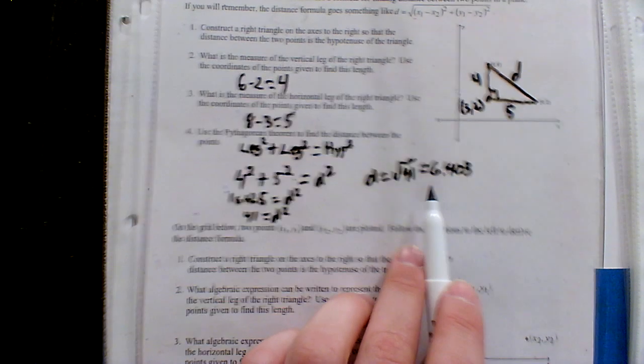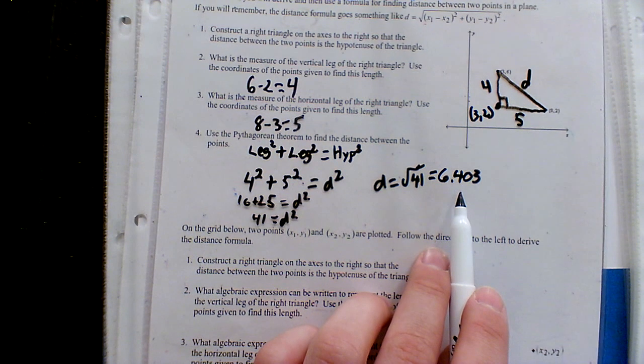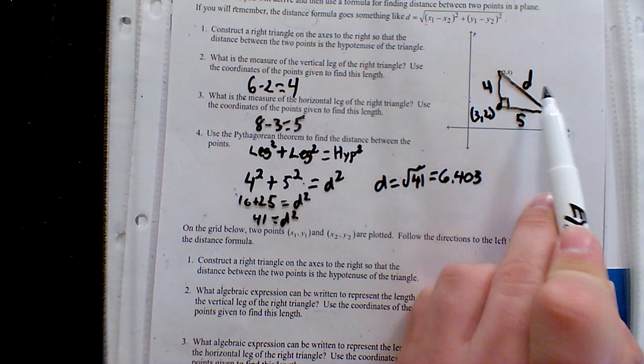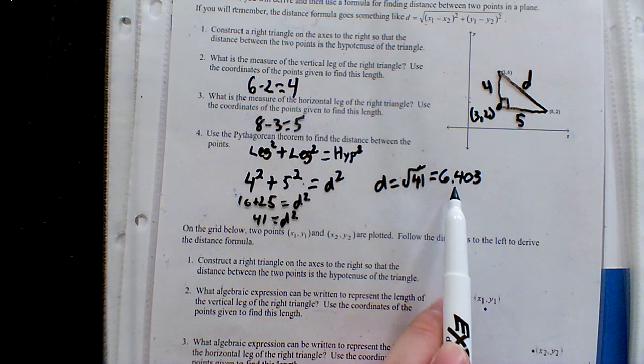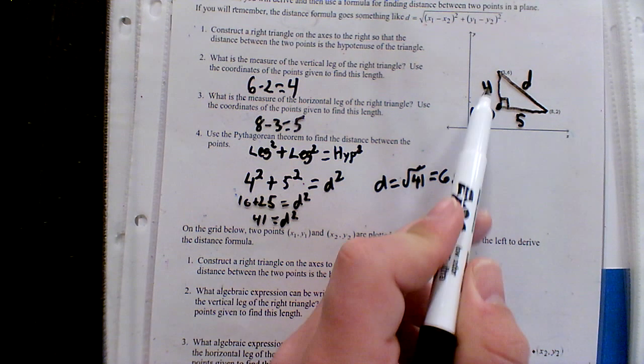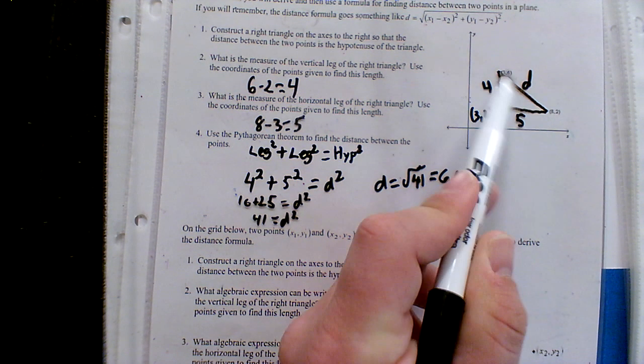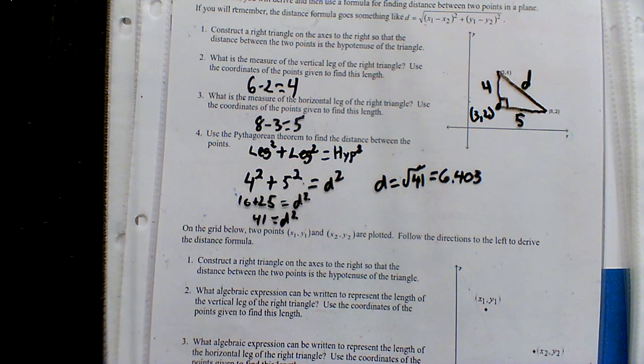So before we just go on to the next problem, does this answer make sense? What we're saying is d, the distance here, is 6.4. Does that make sense with this being 4, this being 5, that this side would be larger than those two? Yeah, our hypotenuse of the triangle should be the longest side. Very good.